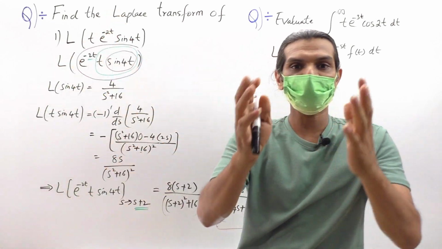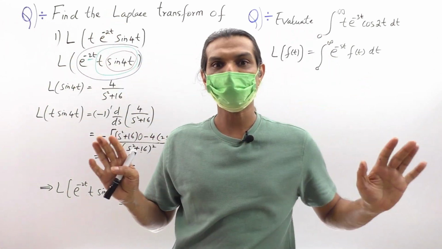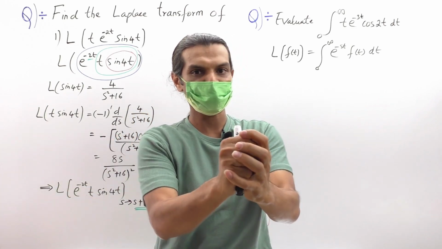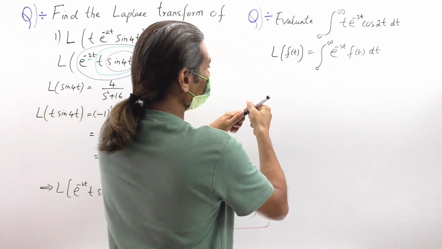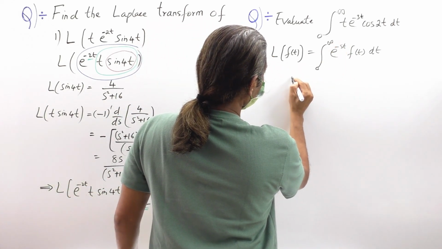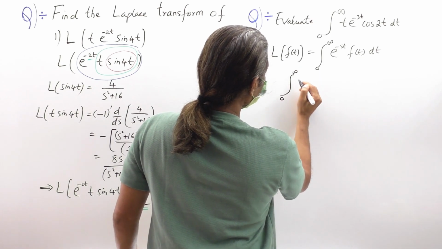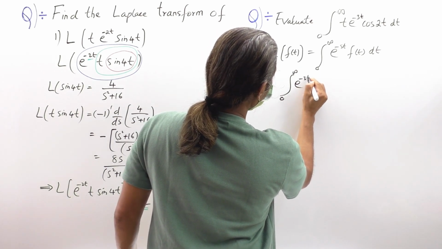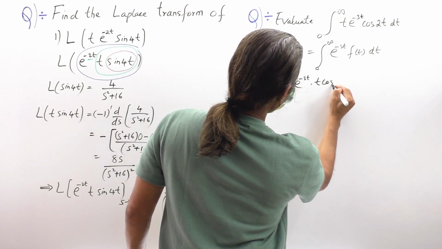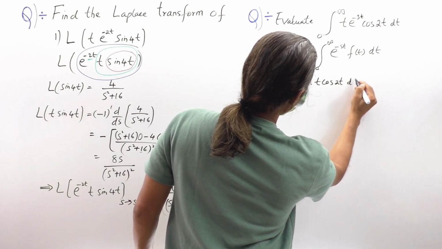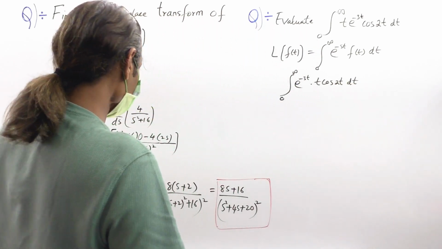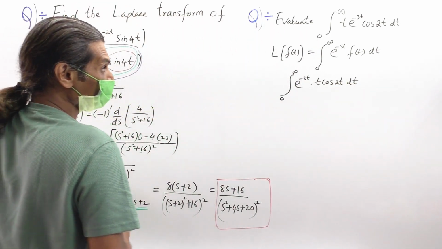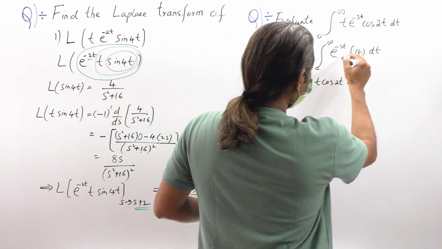Things will become easier for you to solve. Always do it, otherwise you will be confused yourself. So now, here again I rewrite this as the integral from 0 to infinity of e raised to minus 3t into t cos 2t dt. Now, if you see here carefully, this is into f of t.